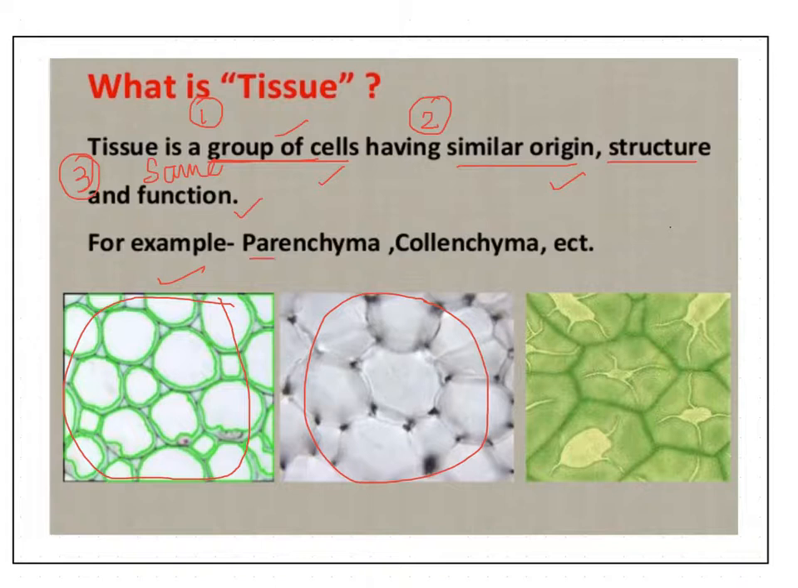For example, your parenchyma. The first photograph is of parenchyma cells. Okay. Second is your collenchyma cells, and the third could be your sclerenchyma cells. So in all the pictures you see here, in the third picture also you see all the cells, they look alike. They're similar to each other. Right? So tissue means group of cells having similar structure and performing a same function. Okay everyone?